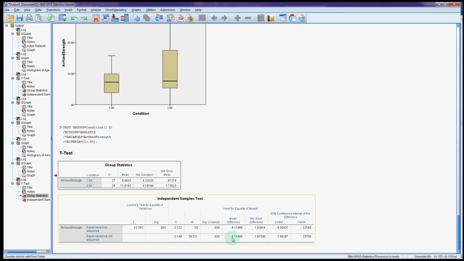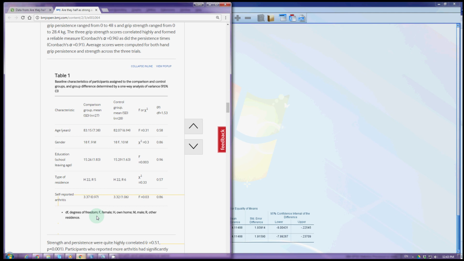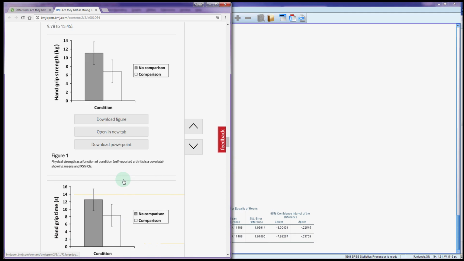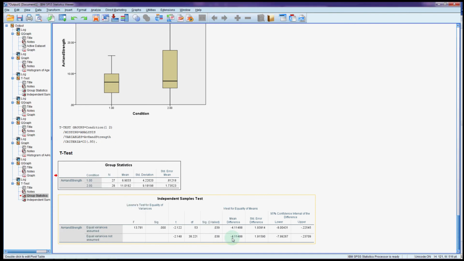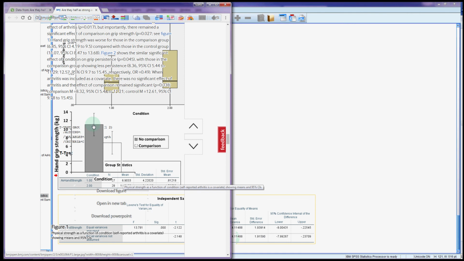The last thing we might want to do is show these results in a plot of the mean and the confidence interval. If you remember the paper, they do have a graph here of the mean hand grip strength in the two groups. Now, I personally don't like the use of bar charts for showing means. I feel it's confusing, but they do have this confidence interval here.